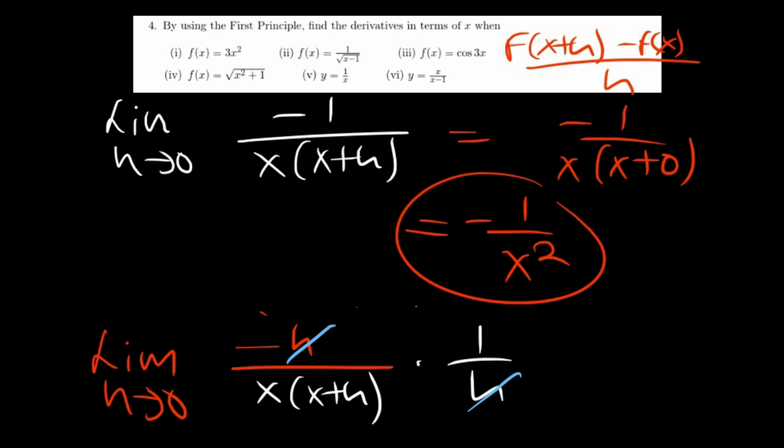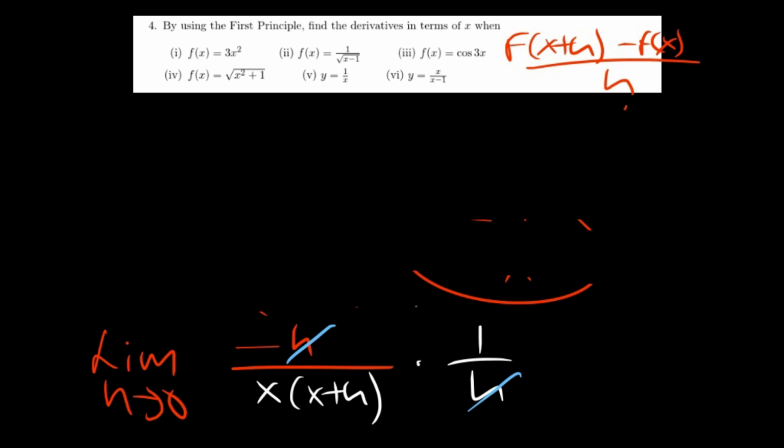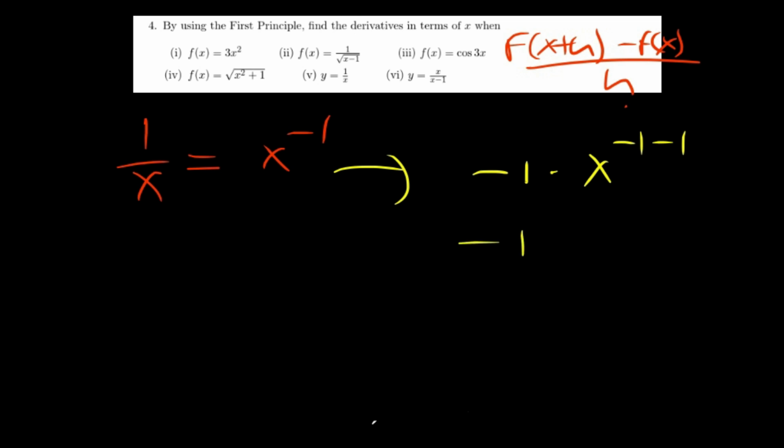Okay. And that's basically true if you know how to differentiate 1 over x. 1 over x is as good as x to the power negative 1. So if you're going to differentiate it, that's going to be negative 1 multiplied by the x. You reduce the power by 1 to become negative 2. So you have negative 1 over x to the power 2.